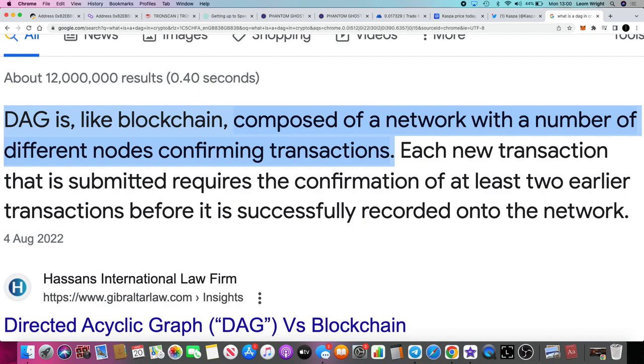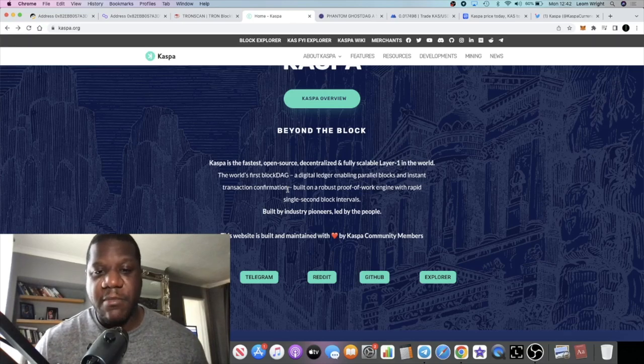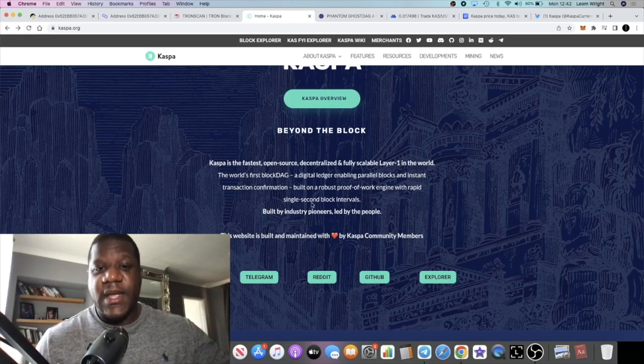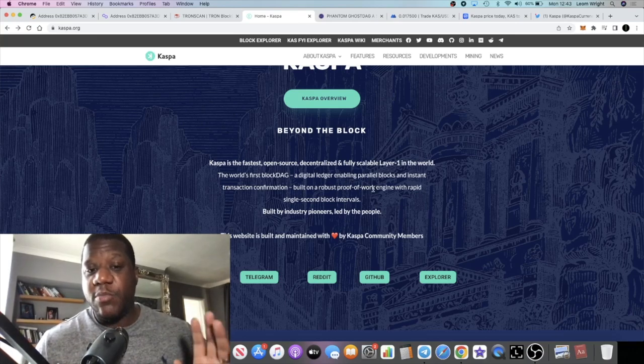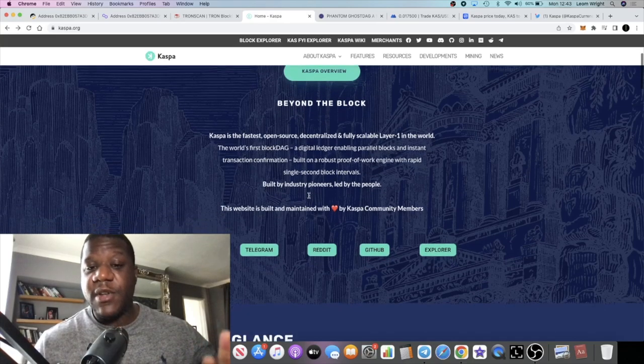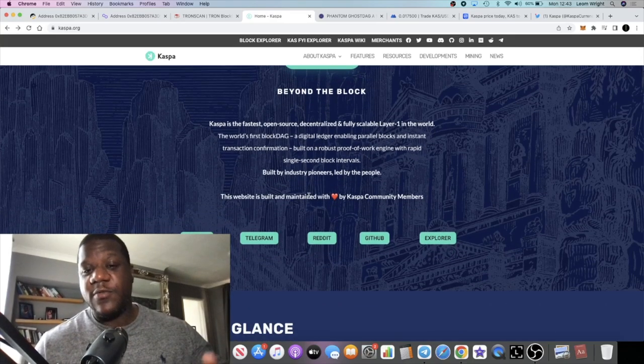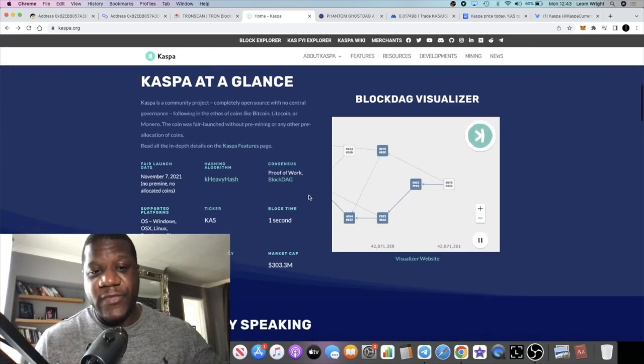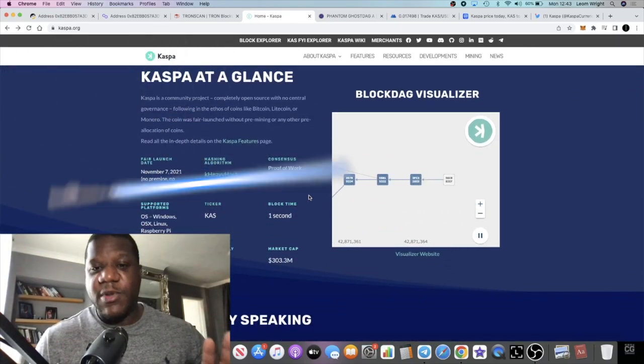All right, guys, we're not going to go into everything about it right now, but it's the first block DAG and digital ledger, which is a digital ledger enabling parallel blocks and instant transaction confirmation. Okay, guys, I'm not the most technical person, so, you know, hence why I'm probably not the best person to explain what these things are. Okay, guys, but you know, I'm here for the gains. All right, guys, I'm not here for the technology.